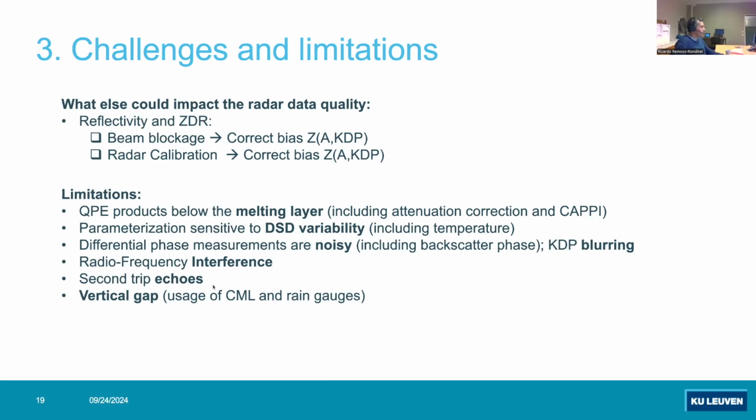limitations, as well as the very noisy characteristics of the differential phase. We have interference from other mobile radar frequencies that also impacts the quality of the radar data, as well as the vertical gap. And the vertical gap, again, is, I think, an opportunity for using opportunistic sensors like rain gauges and CMLs.